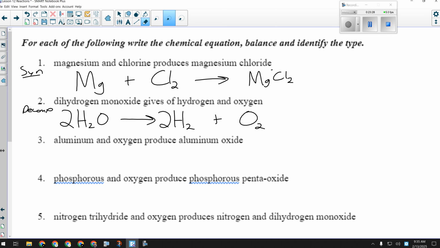Okay, let's have a look at number 3. All right, so aluminum and oxygen. How do I have to write oxygen here? With a 2, right? Okay, produce aluminum oxide. So Al, that's a metal, so I'm going to write its charge, 3 plus. Oxygen, non-metal, going to write its charge, minus 2. And then I'm going to drop and swap. So I will have Al2O3.